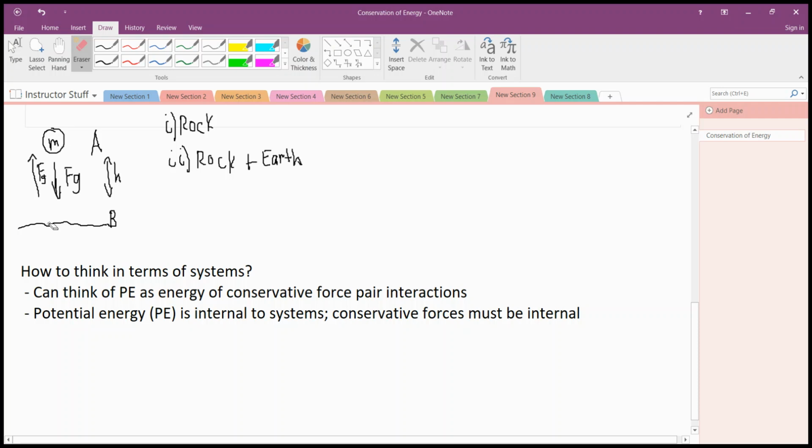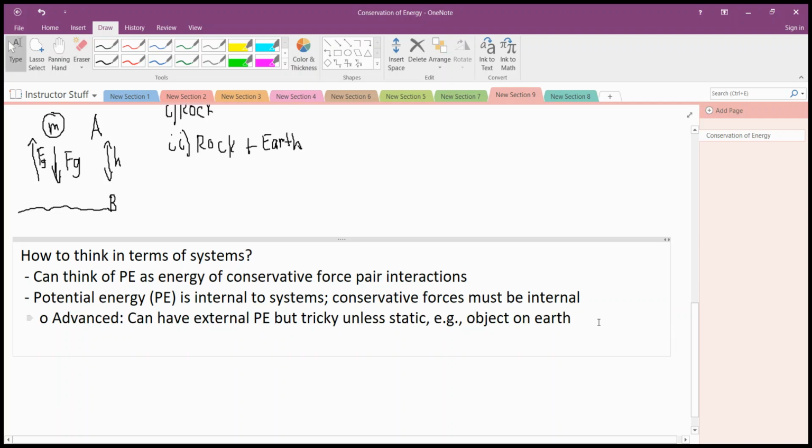And so potential energy really makes most sense when thinking of it as being something inside a system. That being the case, the conservative forces that create that potential energy must be internal to the system. So potential energy is internal to the system, and therefore conservative forces must be internal to the system also, in order to define and understand a potential energy.